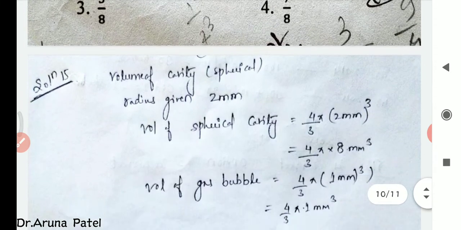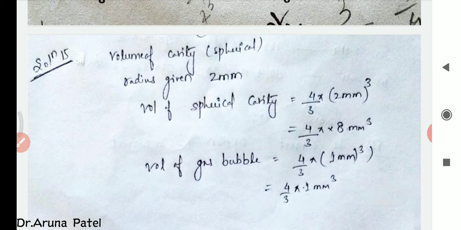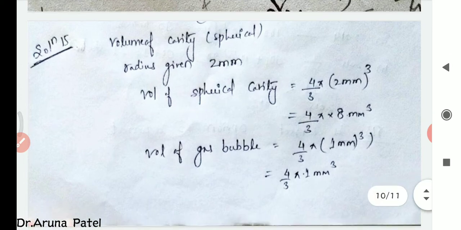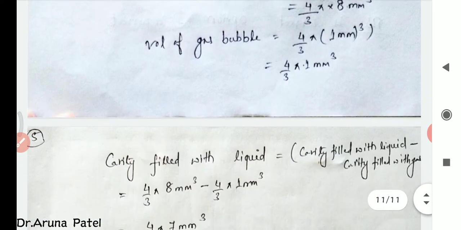So see the solution. The cavity is spherical, and the radius given is 2 mm. You know the formula for the volume of a sphere is 4 by 3 pi r cube. Here the radius is 2 mm, so 2 mm whole cube, on simplifying, gives 8 mm cube. Similarly, the volume of the gas bubble, which is also a sphere, is 4 by 3 pi times 1 mm whole cube. On simplifying, you get 4 by 3 pi times 1 mm cube.